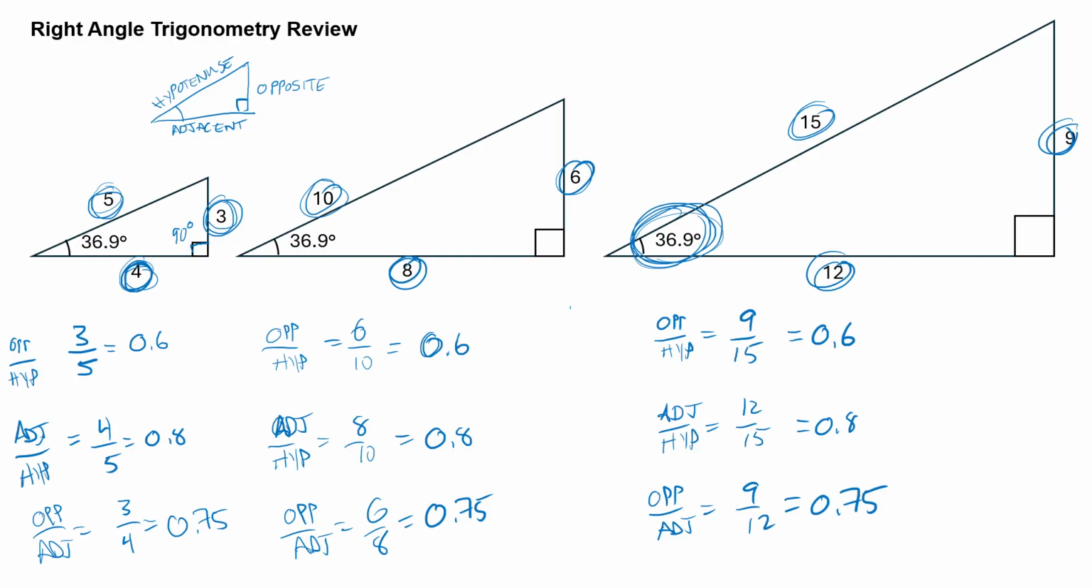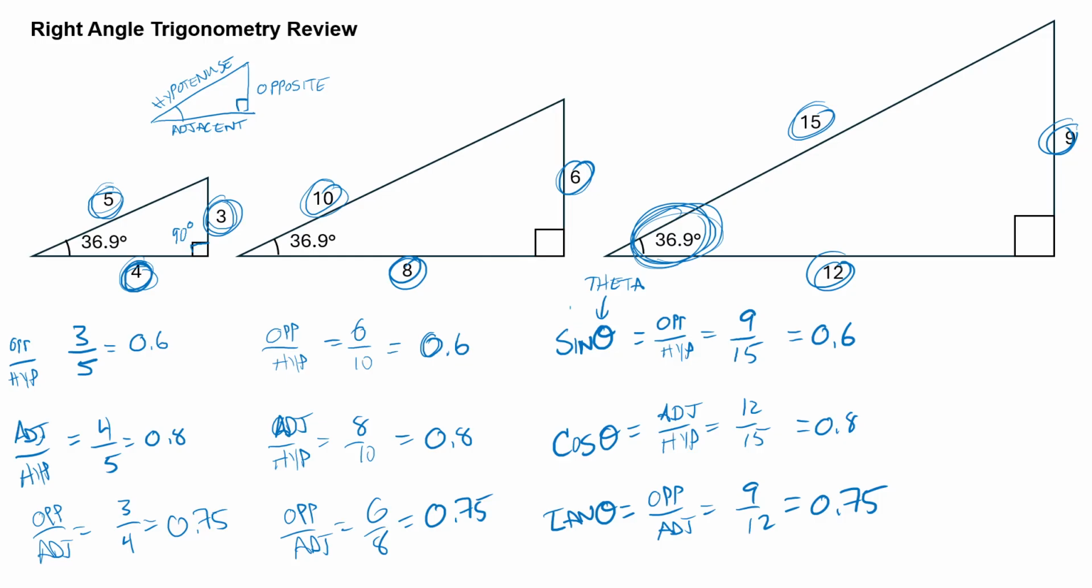Let me call this one, opposite over hypotenuse, the sine of the angle. And that symbol is called theta, which is what we usually use in physics for the angle. So the sine of the angle is the opposite over the hypotenuse. Then adjacent over hypotenuse, let's call that the cosine of the angle. And then the opposite over the adjacent, let's call that the tangent of the angle.